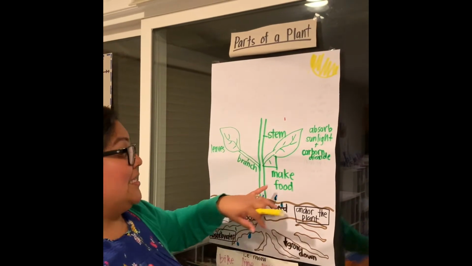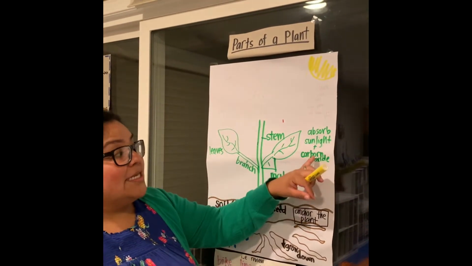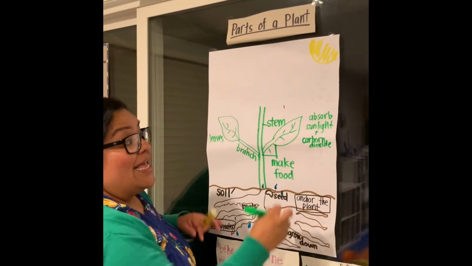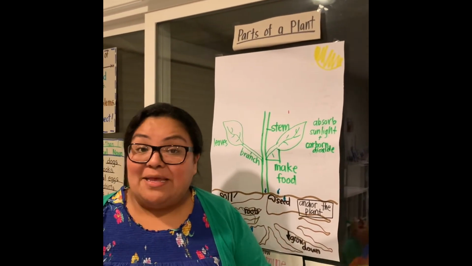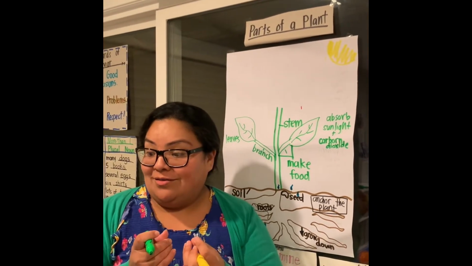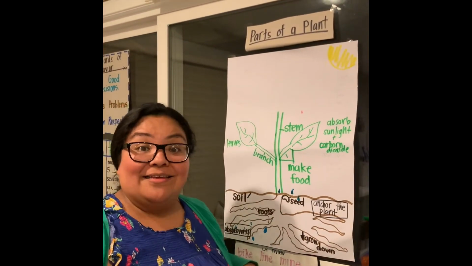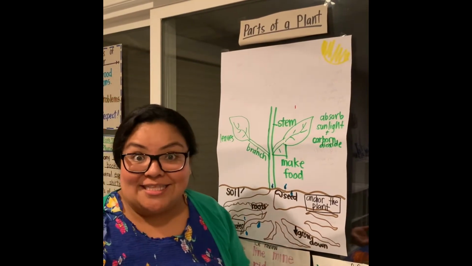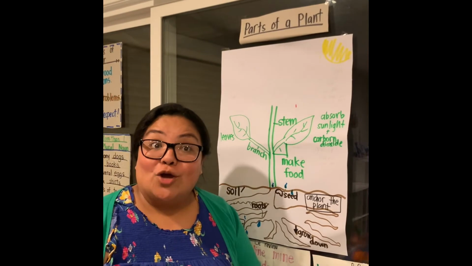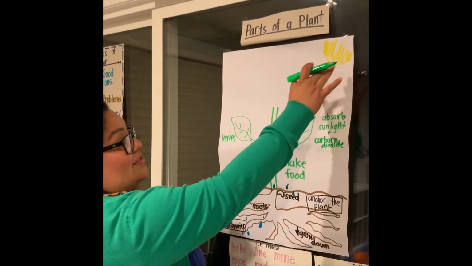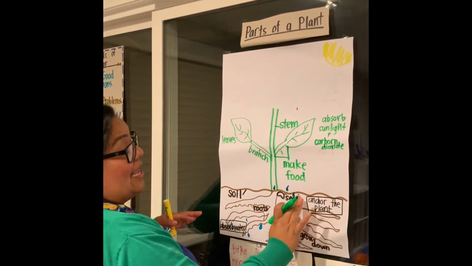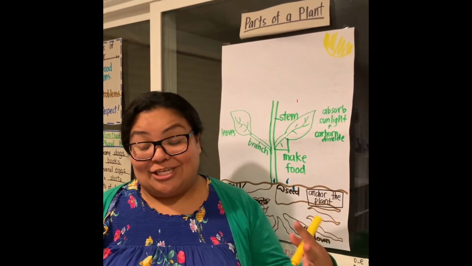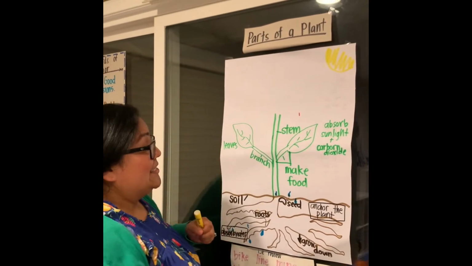And what it does is it absorbs the sunlight, the carbon dioxide, and the water from the roots. It comes up like a straw and it makes food. It makes this food that's like sugar. And that's what the plants eat, the sugary stuff, okay? That's called photosynthesis. Say that with me. Photosynthesis. So the sunlight, the carbon dioxide, and the water make a chemical reaction and poof, it creates sugar. And the sugar is what this plant needs to live.